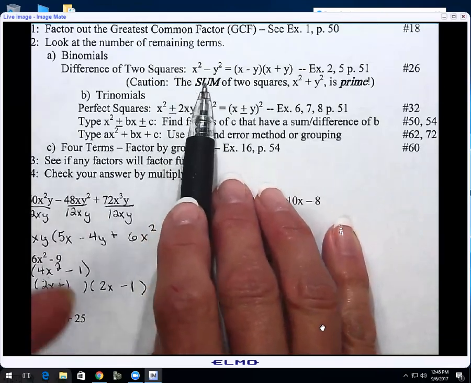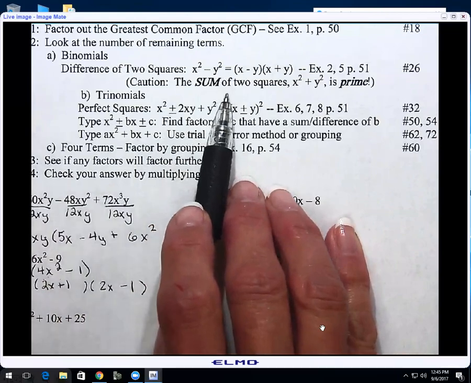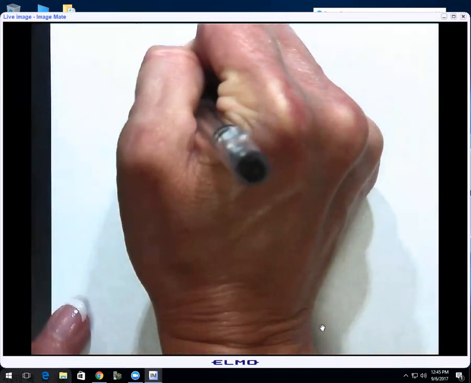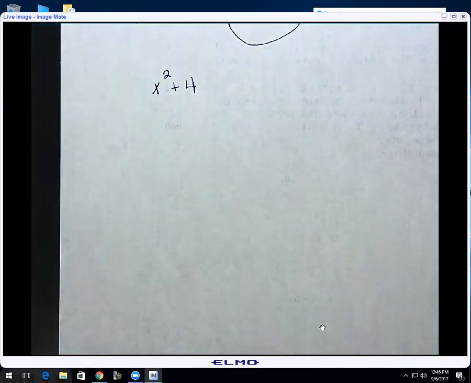I do have a caution for you. The sum of 2 squares cannot be factored. Let's figure out why. Here's a sum of 2 squares, x squared plus 4. My gut thinks that I ought to be able to factor that. It just looks like something that I ought to be able to factor. If you were guessing, what would you guess that would factor into?